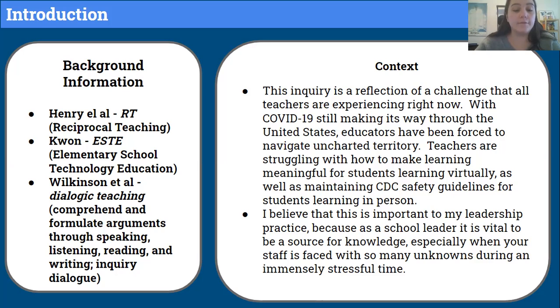So I personally didn't feel like our school leaders stepped up in a sense of being a source for knowledge and support in this time, where there are so many unknowns and where a lot of teachers are incredibly stressed and just trying to do what's best for their students. So that's really why I wanted to look into this, because I think it is a problem that the majority of teachers in the United States are facing. And I believe that it will definitely help shape my leadership style in the future.